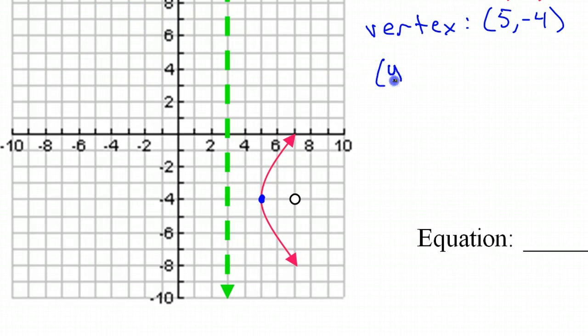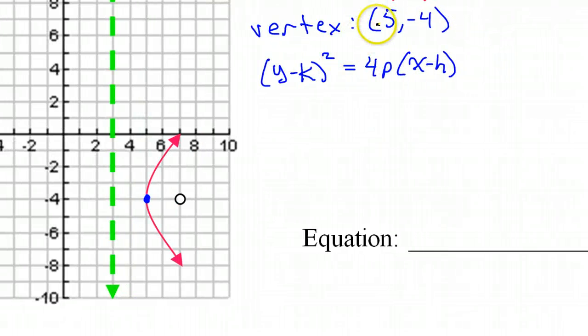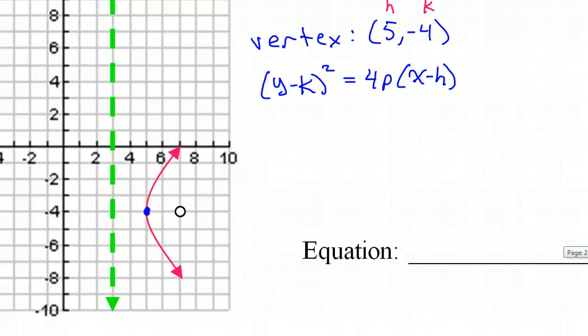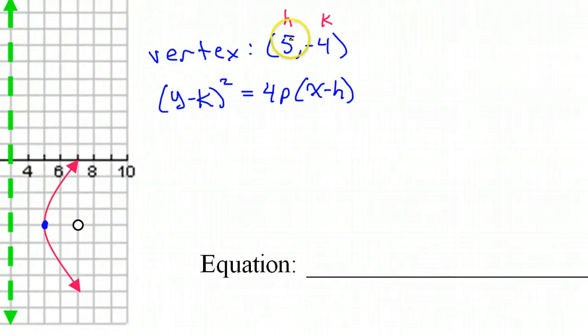So our model is going to be y minus k squared is equal to 4p times x minus h. Okay? So, since we know our h and k, we can write most of the equation right now. Just remember that the x value has to show up in the x part of the equation, and the y value has to show up with the y part of the equation.